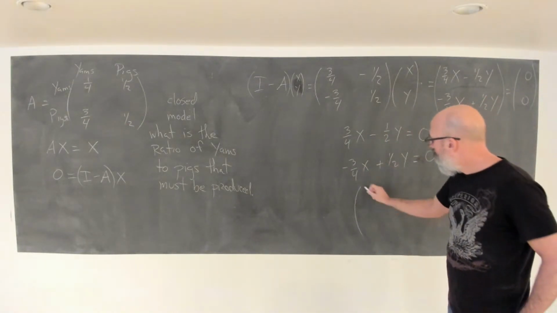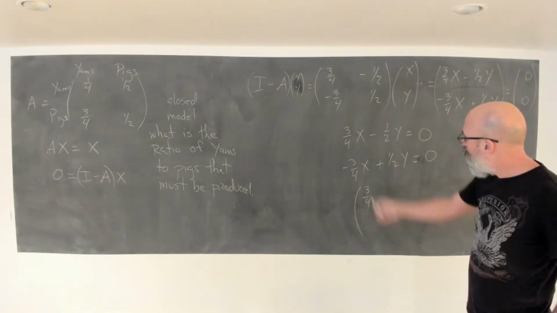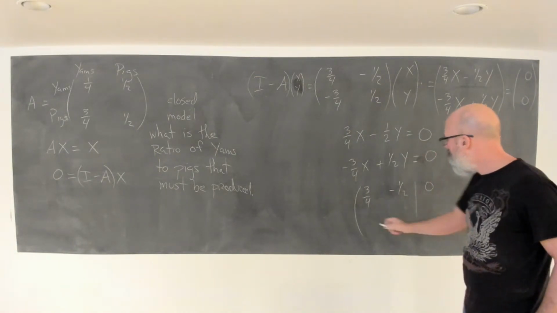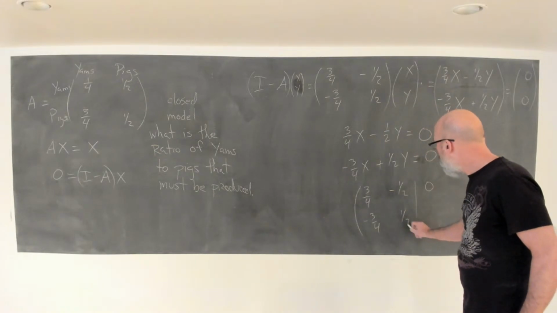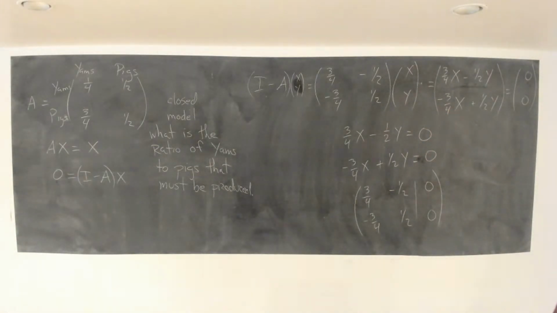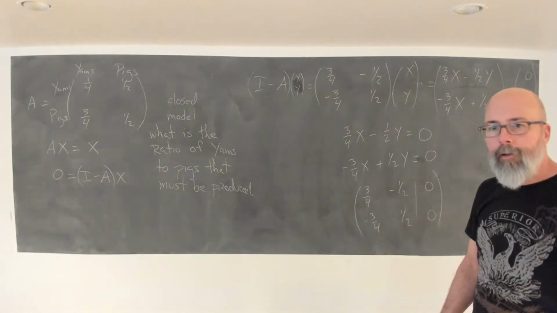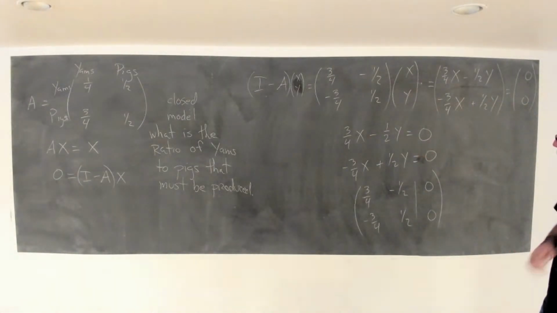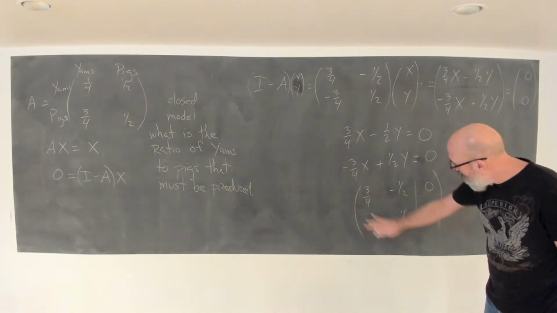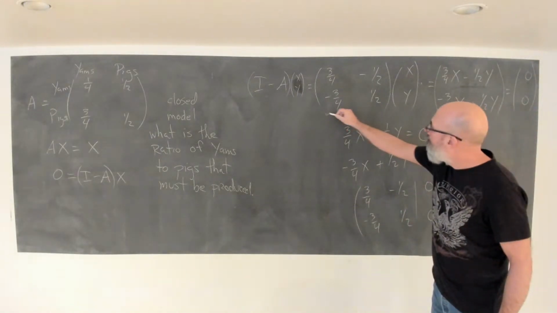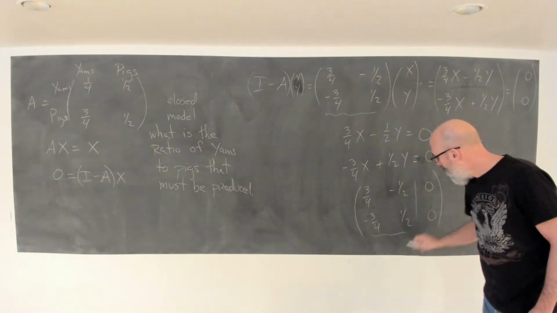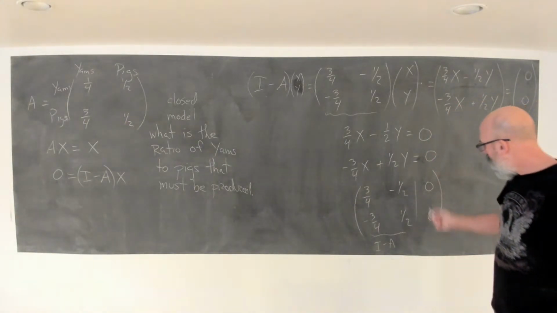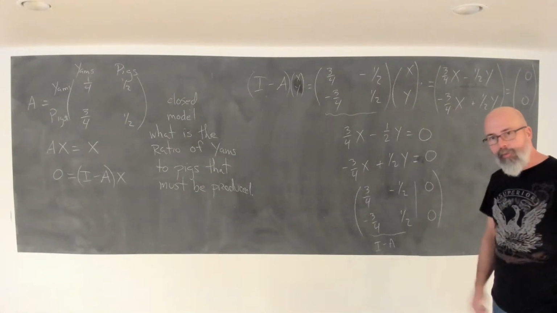What matrix do we get? We'll reserve the first column for the x's, second column for the y's, third column for the constants. There it is. Exactly, as Annie suggests, the two equations are essentially the same. And notice that this matrix here on the left is actually I minus A. So you're really just augmenting I minus A by a column of zeros.